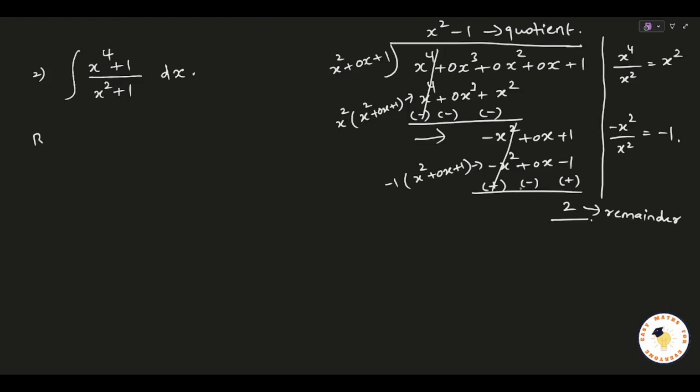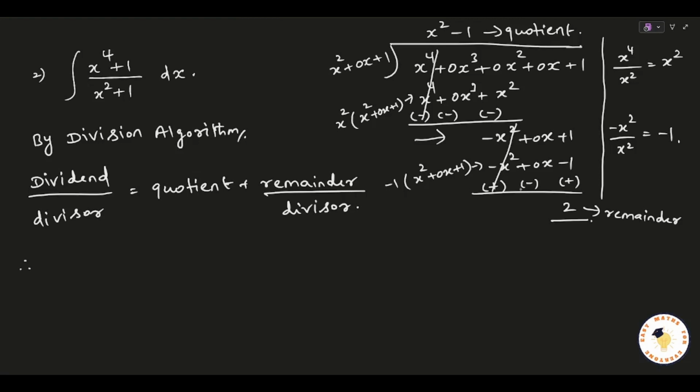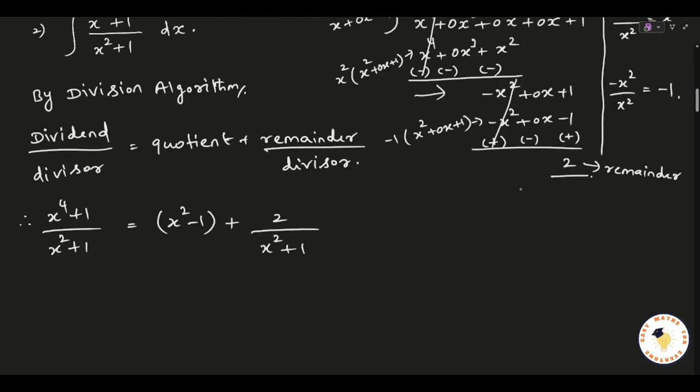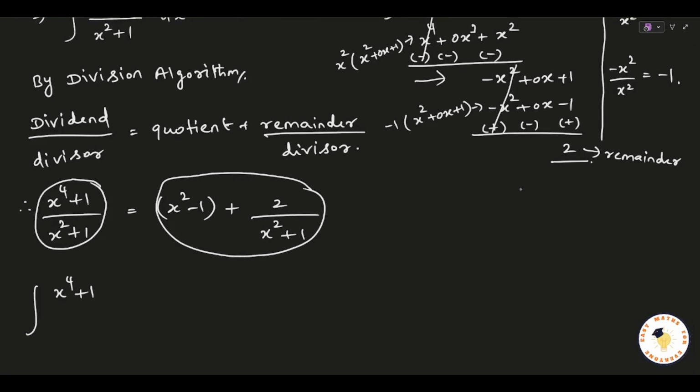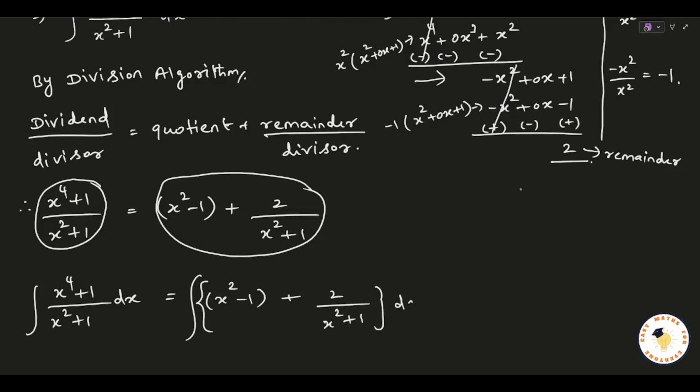So again by division algorithm, so using the given dividend and divisor, we get x power 4 plus 1 by x square plus 1 equal to, what is our quotient here? X square minus 1 plus remainder is 2 here. Divisor is x square plus 1. So instead of integrating this, we can integrate this. So integral x power 4 plus 1 by x square plus 1 dx equal to integral of x square minus 1 plus 2 by x square plus 1, everything multiplied by dx.